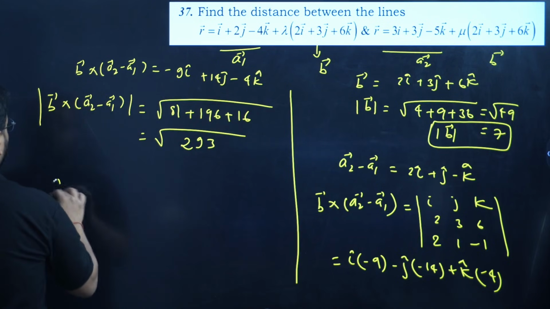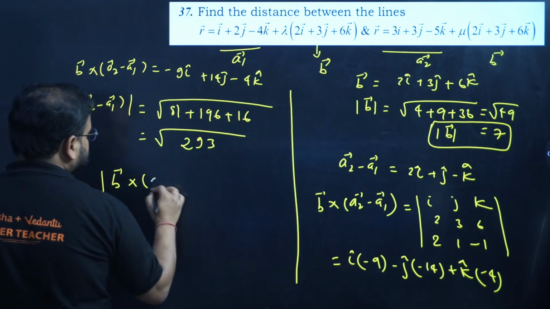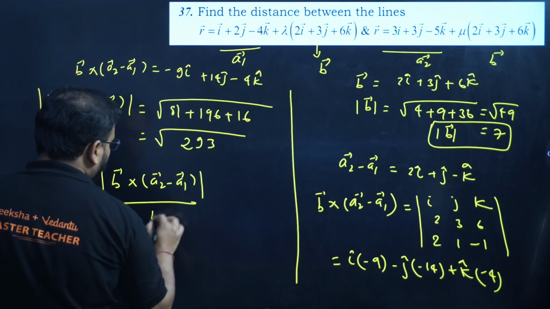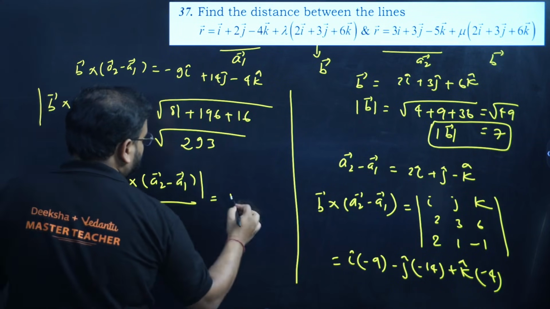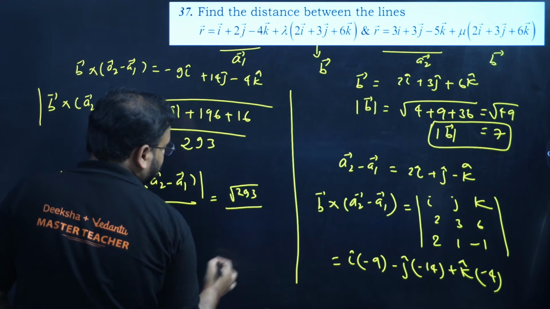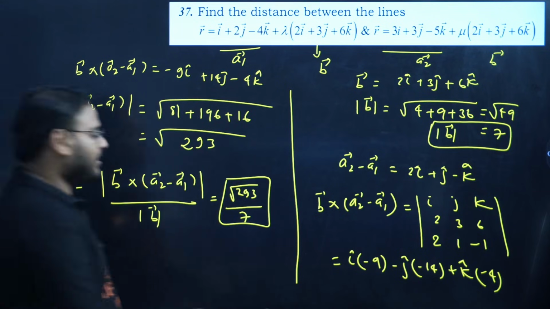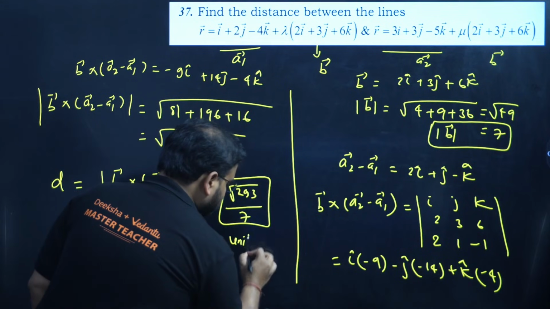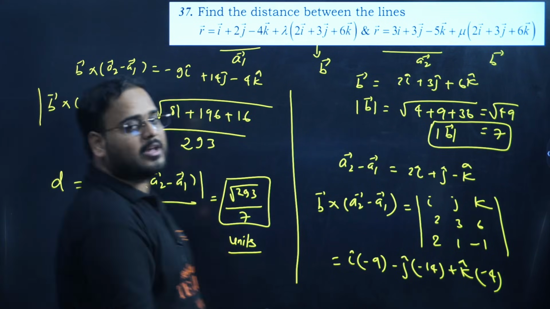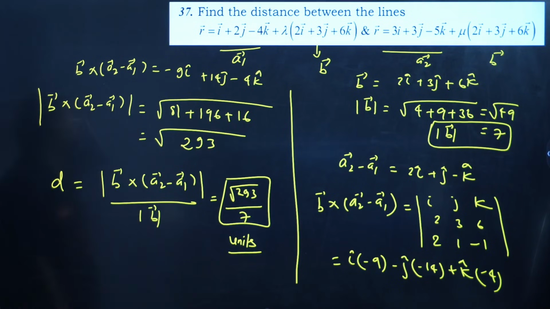The formula we know, d is given as modulus of b cross a2 minus a1 divided by mod of the vector b. So root of 293, which is an imperfect square, divided by 7. Of course, this will be our length, so units. Okay. I have given the simplified way you can approach this question and get it right every time. Have a look.